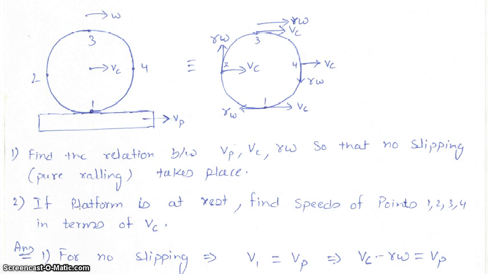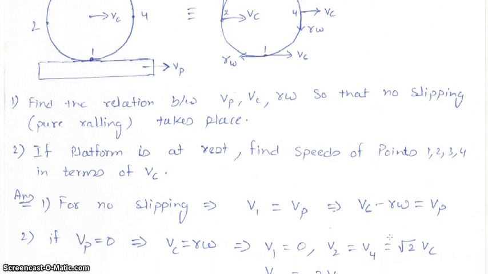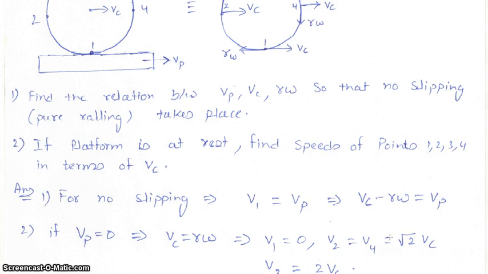That can be termed pure rolling, where no slipping takes place, and we have to find the speed of these points if the plank is at rest. For no slipping, the velocity of all the points in contact should be the same, so v1 should be equal to vp. By superimposing those two diagrams, when we find the velocity of point 1, we get VC minus r omega, so it should be equal to vp. This is the relation, and if we put vp equal to 0, we get VC equal to r omega.